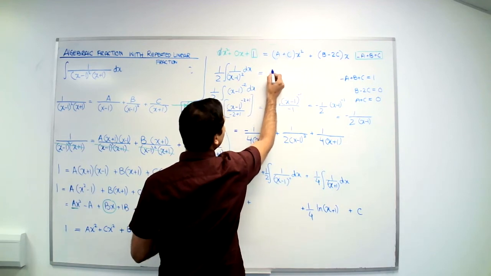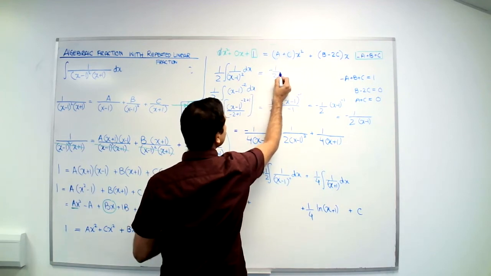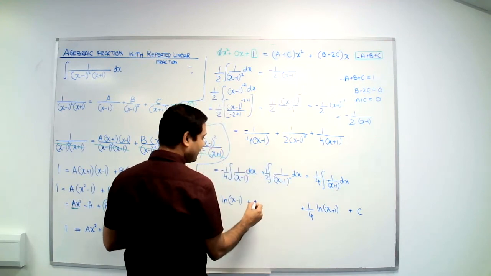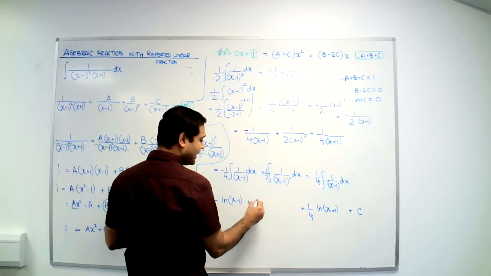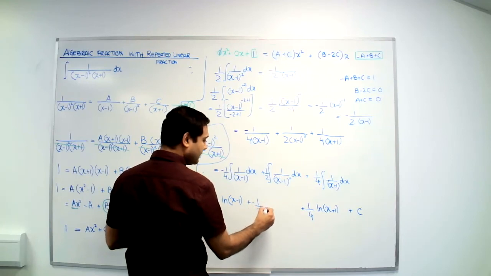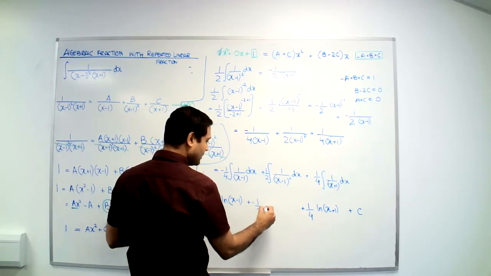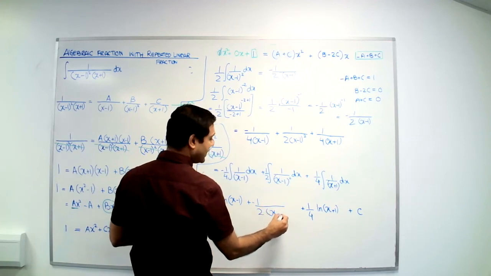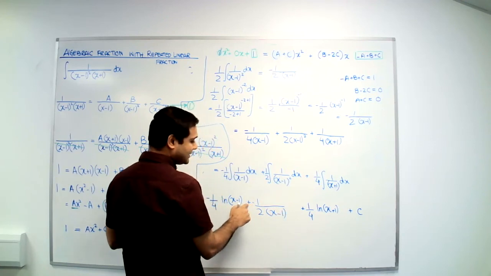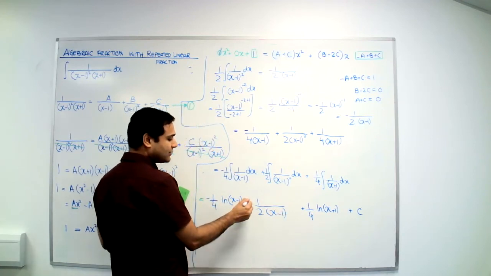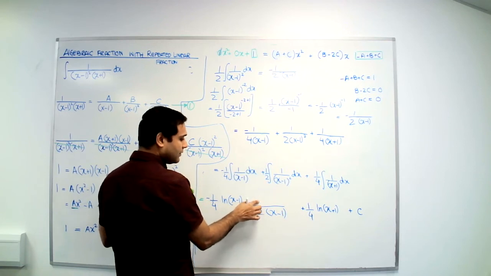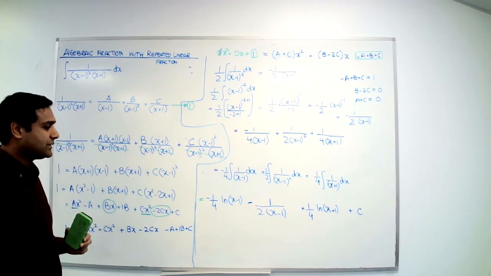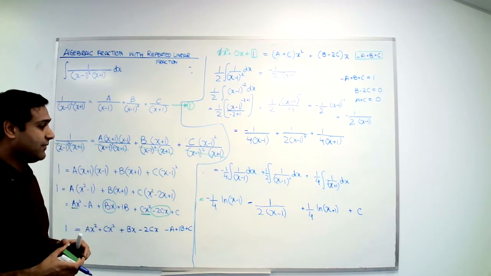So that becomes minus 1 over 2, times 1 over (x minus 1). Minus and positive, minus becomes a negative. So that's it. Now you can do one more step after that to further simplify.